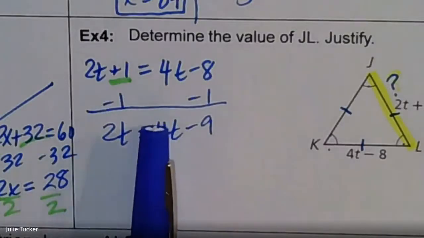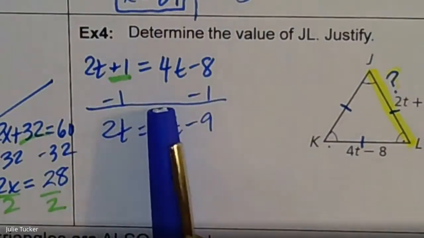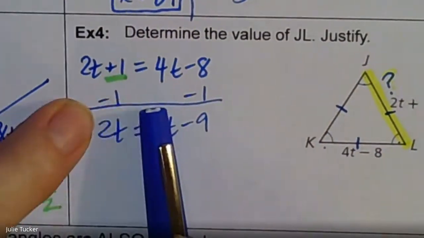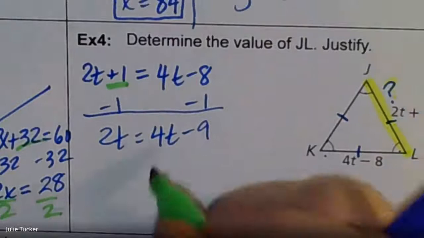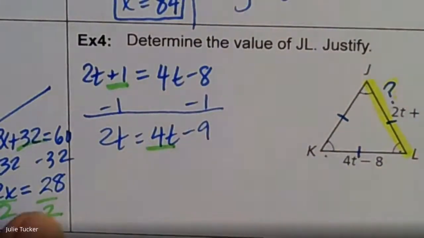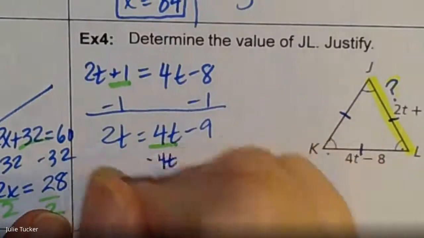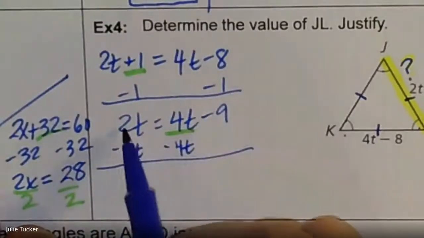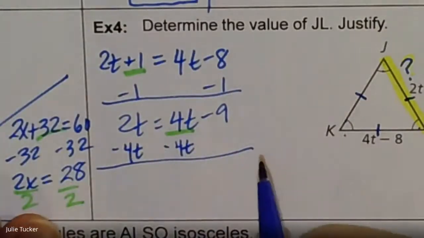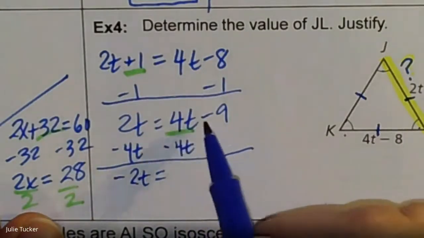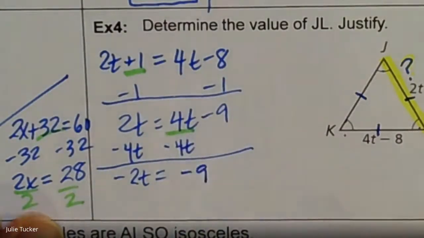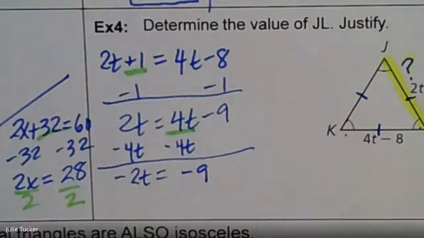Hold on. Don't you want to get rid of this t so that you can have t's all on the same side and numbers all on the other side? Yeah, you got to get rid of this. Okay, so minus 4t minus 4t. Now 2 minus 4 is negative 2. Awesome. So negative 2t equals, this cancels itself out, and I bring down negative 9. Yes, now I divide.